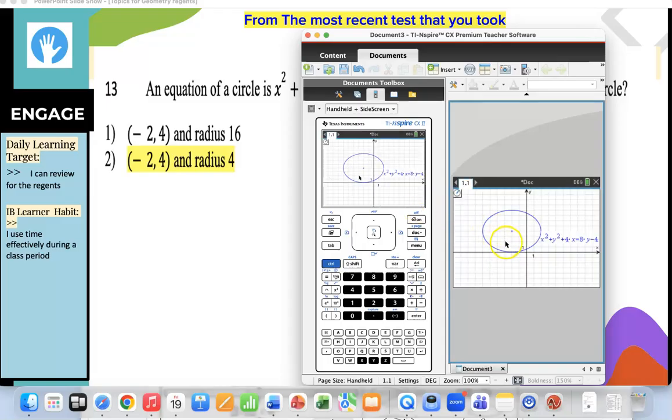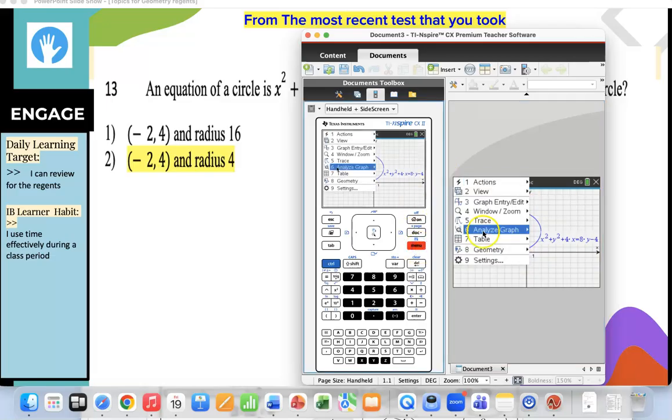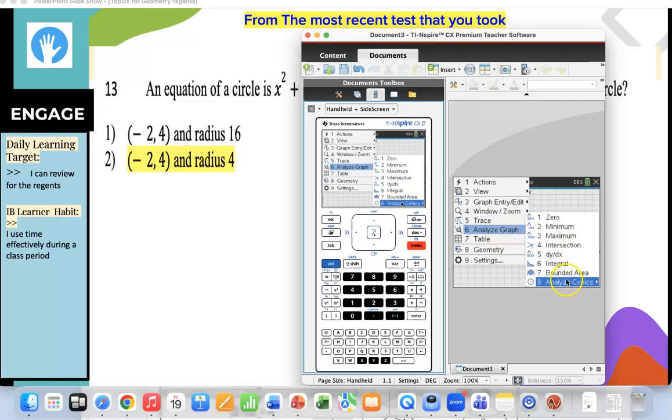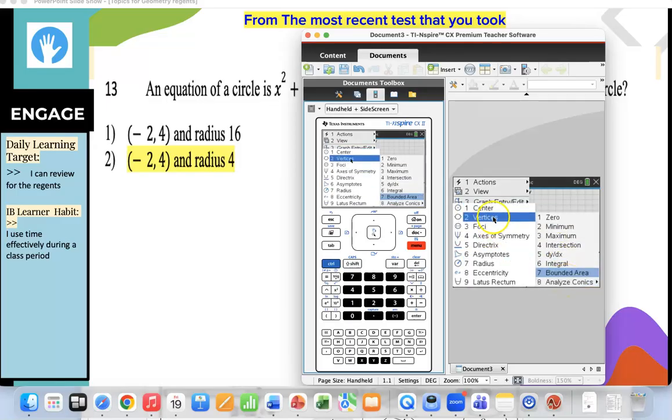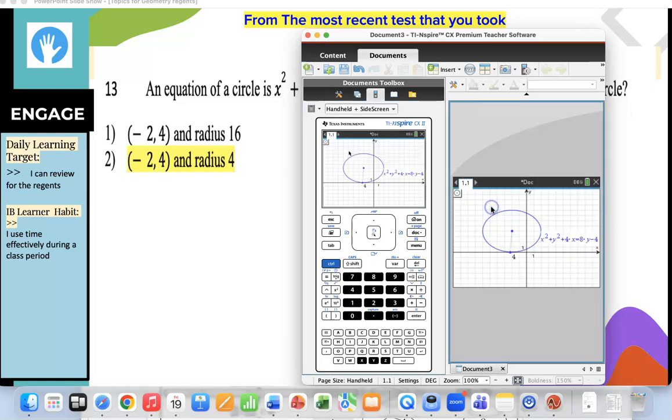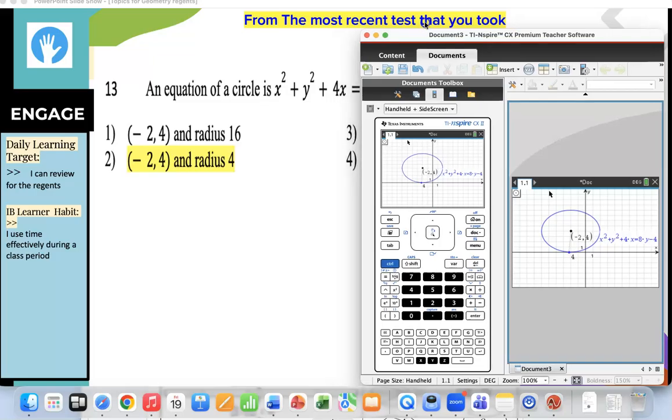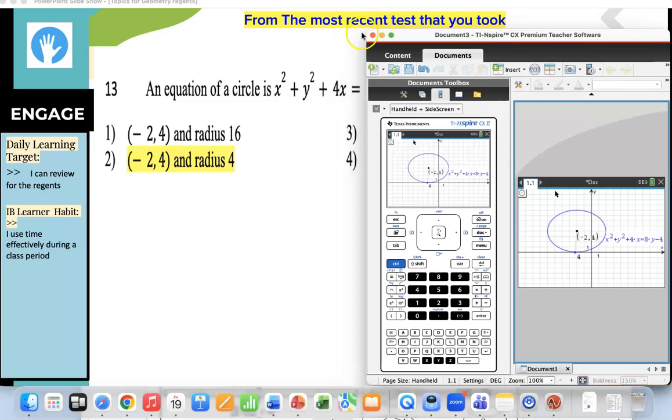So if we find the radius, you want to click on the center and click on the edge, and notice they say 4. And then if you do the same thing for menu, analyze graph, conics, that is going to be center and -2, 4. So that's why I really appreciate this calculator, because it gives you that flexibility and access to be able to find different things.